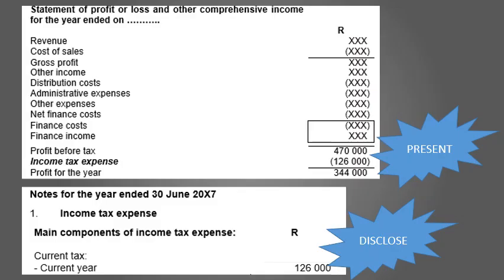So here we have our presentation and disclosure. On the face of the statement of profit or loss and other comprehensive income, our splokkie, we have the income tax expense, which is the 126,000 that we calculated. So there's our profit before tax, less the income tax expense, and that gave us our profit for the year. In the note, what we have is our current tax for the current year of 126,000 Rand.